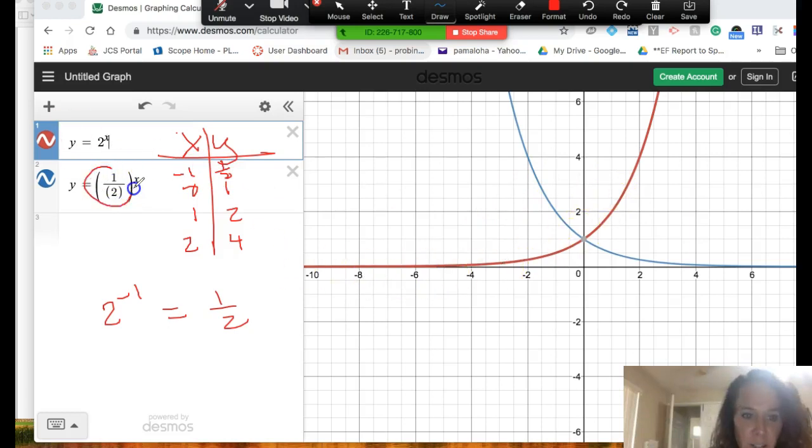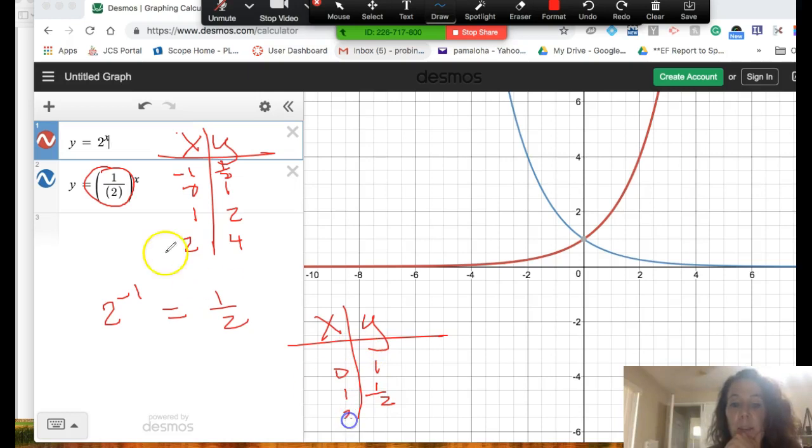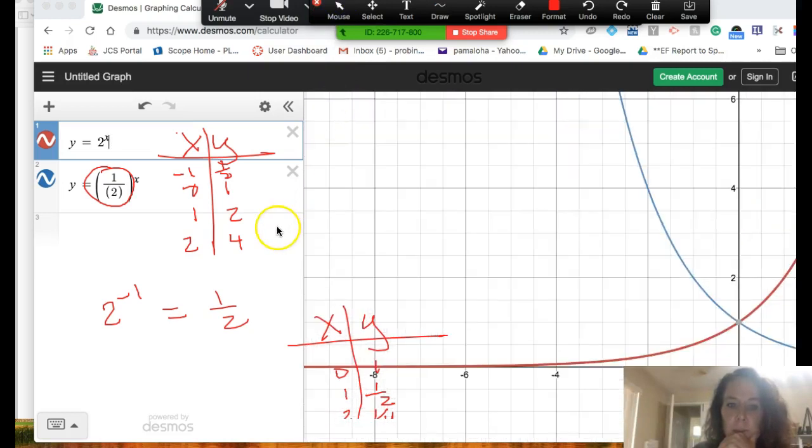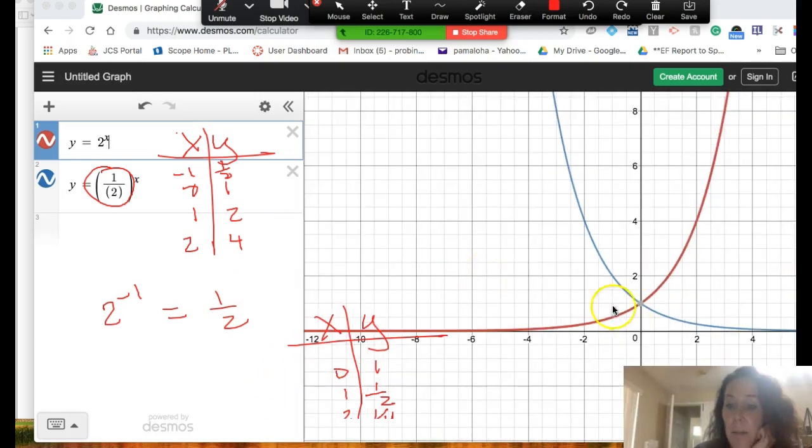But if the base is a fraction, everything gets flipped. If I plug in 0, anything to the 0 power is once again 1. And that's what I get here. But if I plug in the first power, well, 1/2 to the first power is 1/2. If I plug in the second power, 1/2 squared is 1/4. So it's getting smaller and smaller, going this way.